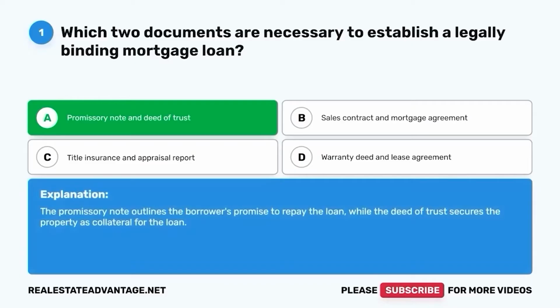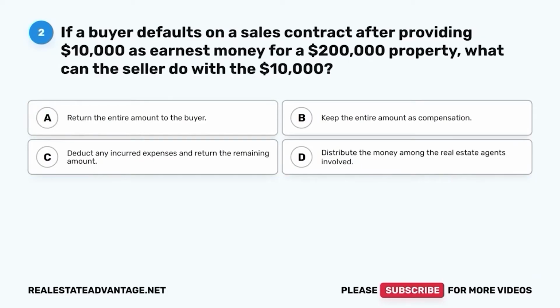The promissory note outlines the borrower's promise to repay the loan, while the deed of trust secures the property as collateral for the loan. Question 2. If a buyer defaults on a sales contract after providing $10,000 as earnest money for a $200,000 property, what can the seller do with the $10,000? A. Return the entire amount to the buyer. B. Keep the entire amount as compensation. C. Deduct any incurred expenses and return the remaining amount. D. Distribute the money among the real estate agents involved.